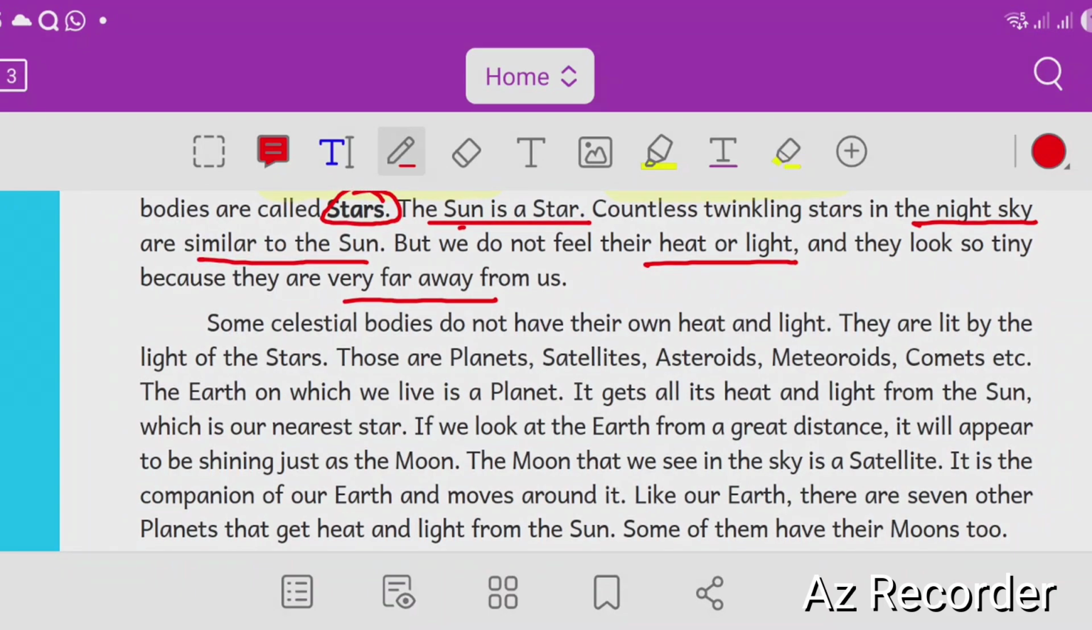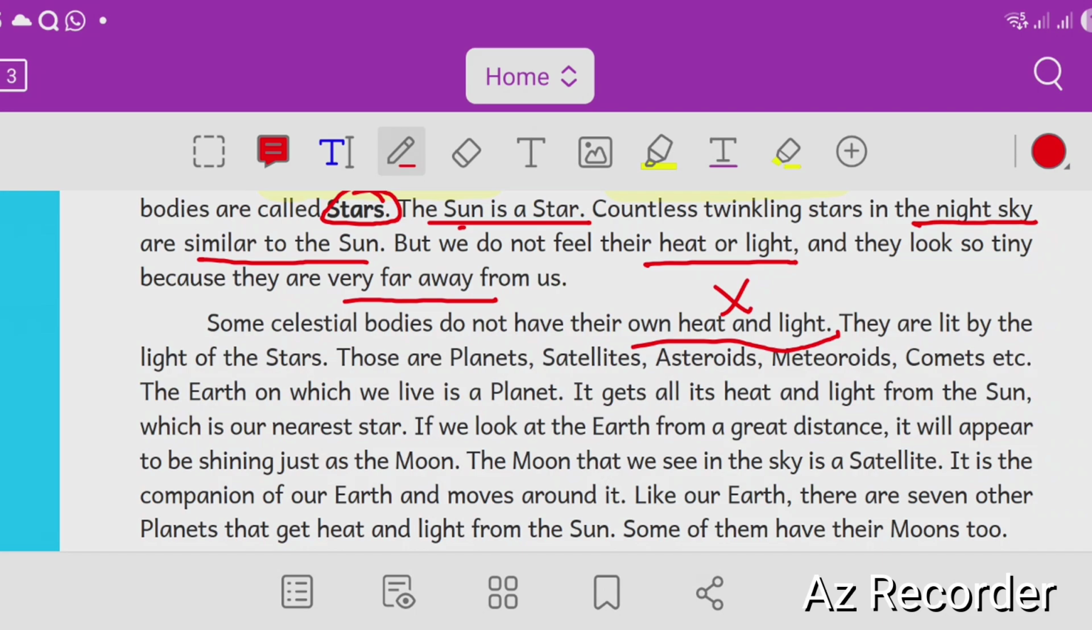Next, some celestial bodies do not have their own heat and light. Some celestial bodies have their own heat and light, but some others have none. Why? Because they are not made up of gases. Those celestial bodies which are made up of gases are called stars. That is why they can give light and heat.